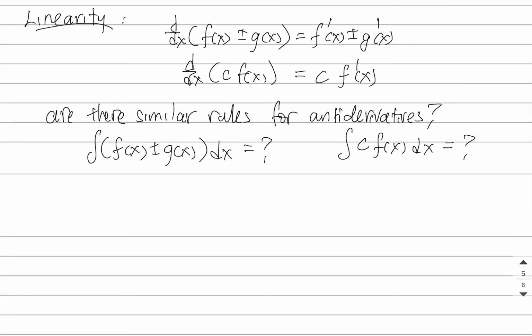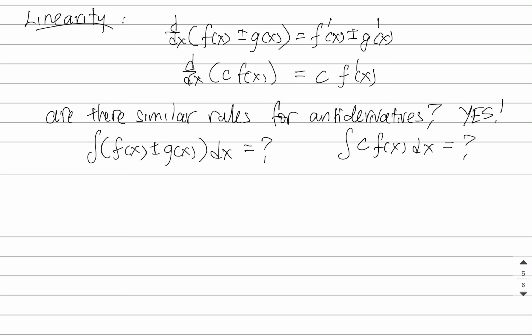Some of the most important rules with differentiation are the linearity rules. So the derivative of a sum is the sum of derivatives, and the derivative of a multiple is the multiple of the derivative. Well, it's kind of natural for us to ask, are there similar results for antiderivatives? Is the antiderivative of a sum the sum of antiderivatives, etc.? And the answer is absolutely.